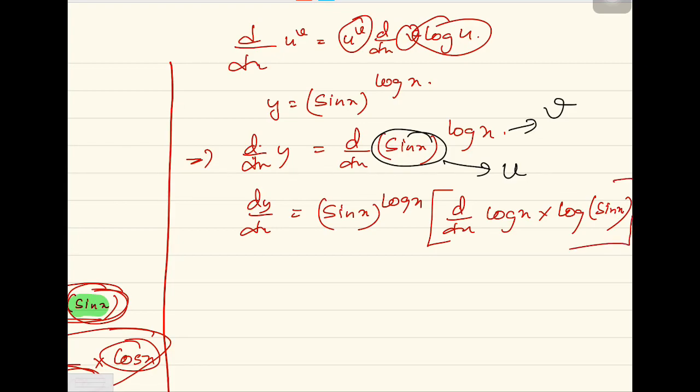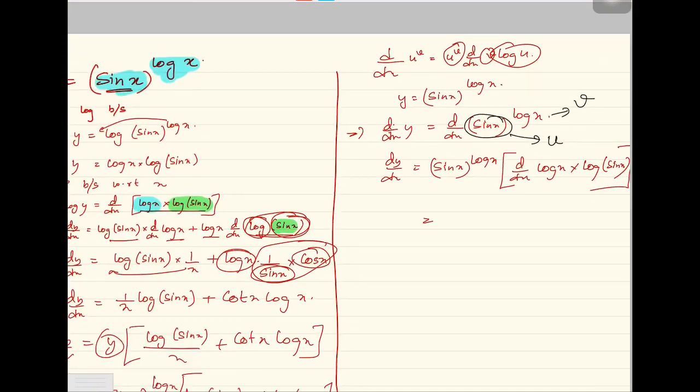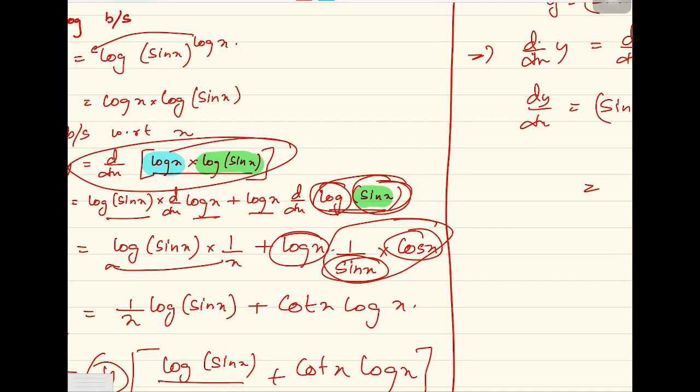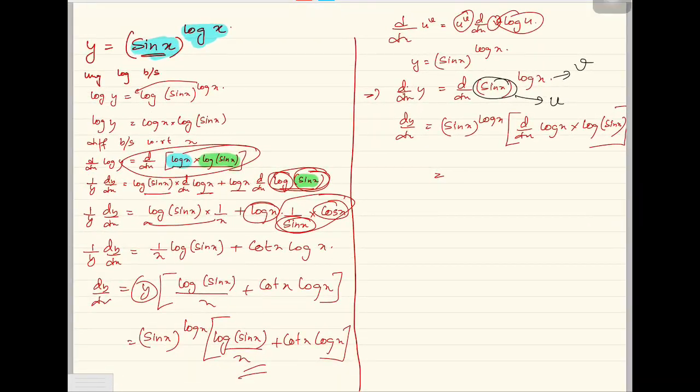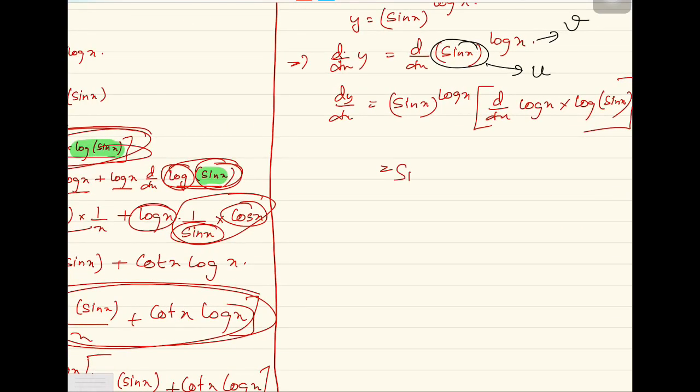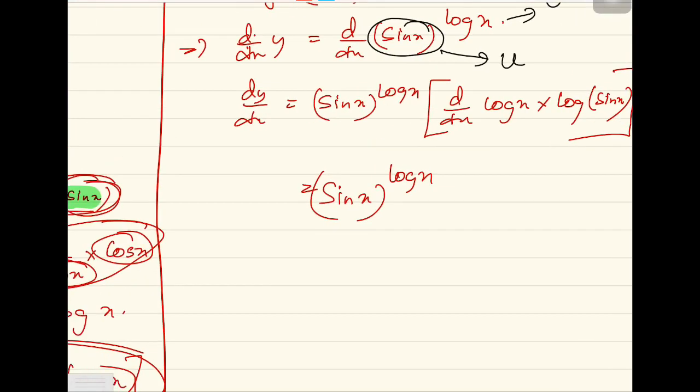Correct? So I'm getting the same thing only, isn't it, everyone? I've got the same thing here also, d/dx of log x into log sin x. So what is the differentiation of this? No need to do it, I will not do it again. What is d/dx of log x into log sin x? Ultimately, the one which is inside the bracket. So ultimately, what do I get? The answer, I'll directly write, sin x log x, and we have already done this product rule.